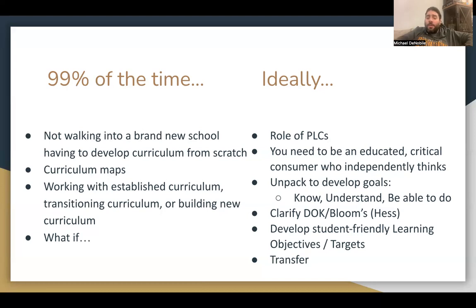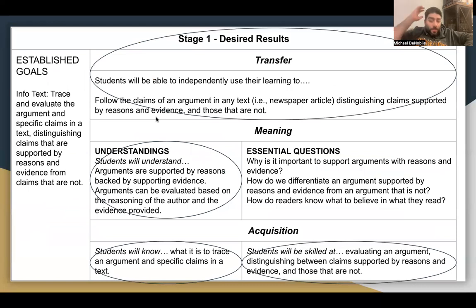And then this last part is transfer. Once students are able to know and understand and be able to do things, how are they going to transfer it to the next level, to another discipline, to real life? All of this you should have seen in the last part of the module with understanding by design, because really that's what this is. So what do we want students to know? This is acquisition. What do we want them to be able to do? That's the acquisition level. What do we want them to understand? That's the meaning level of our desired results.